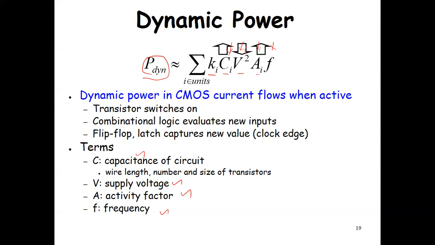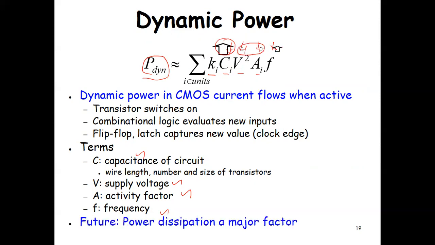What this shows is that C is constant, C won't change, but V and A will change. F will not change much.